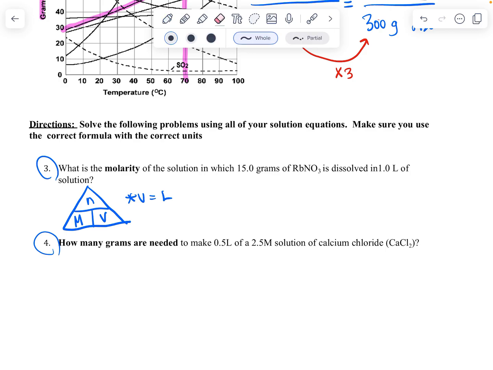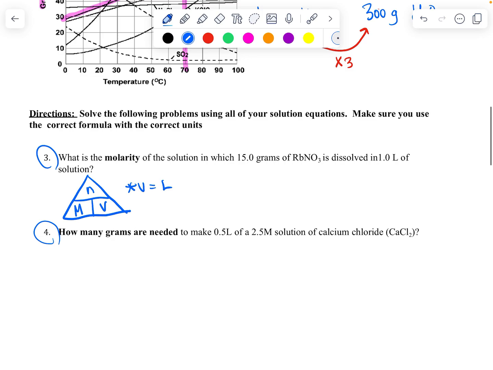So with that in mind, let's go ahead and tackle these questions. What is the molarity? Okay, so this one is looking for molarity. So this one I'm just going to color in. So what do I have remaining? What two variables do I have left? The number of moles over the volume, always in liters, okay? So it's really just plug and chug, okay?